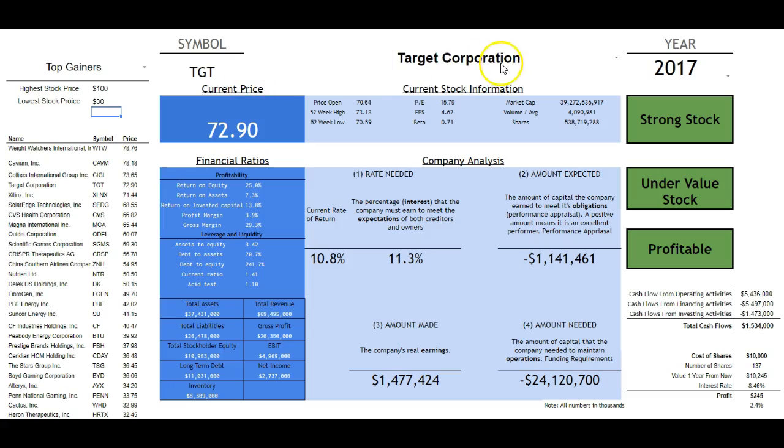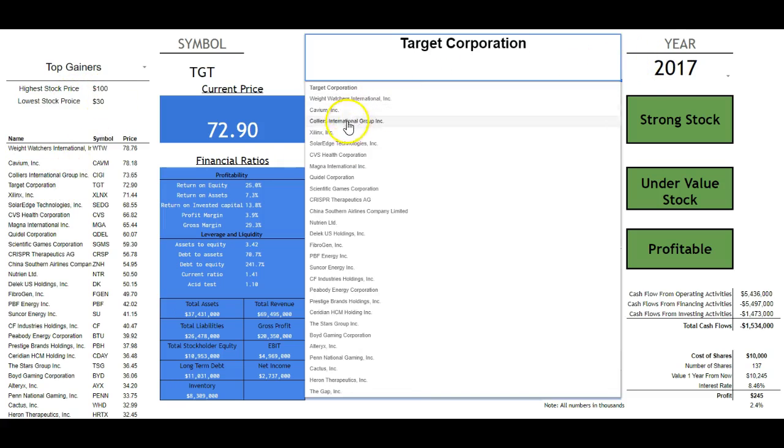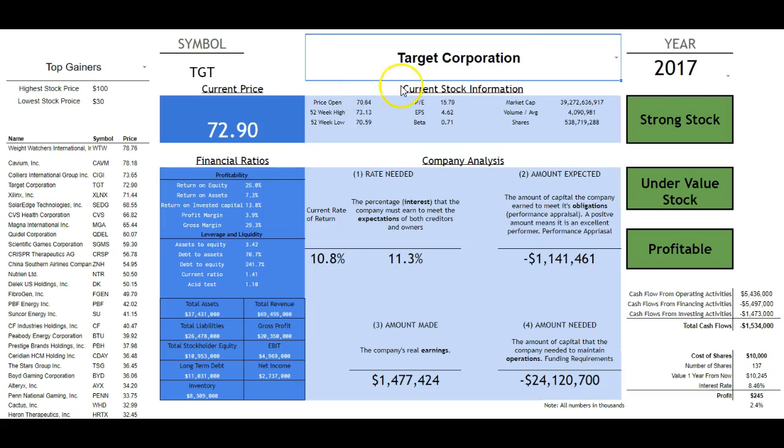So now let's go into the actual analysis of the corporation, the Target Corporation. So again, I make my selection here. It's actually already there, Target. Here it is. I make my selection 2017. The symbol for Target is TGT. This is the current information. This is the current price.